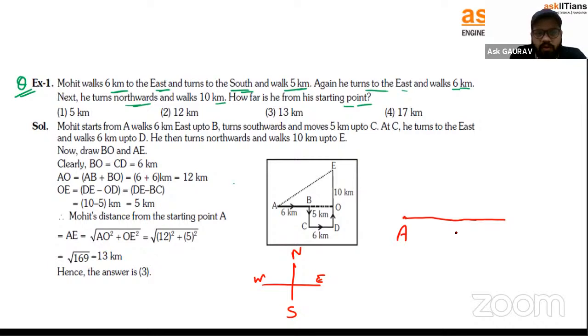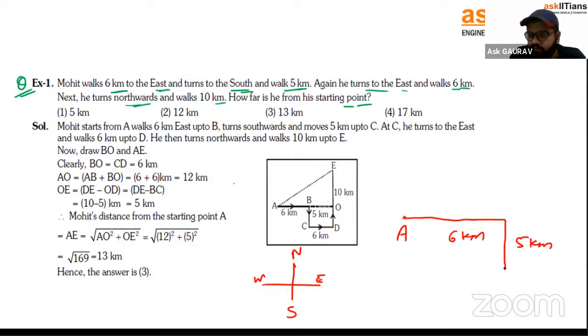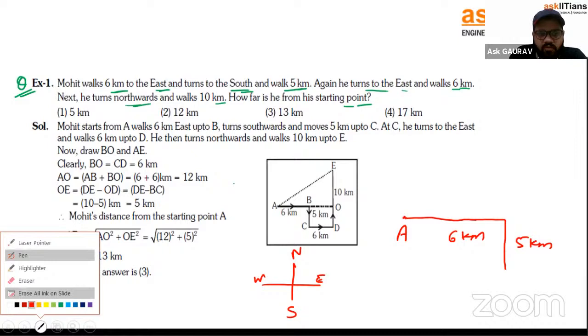He walks 6 kilometers to the east and turns to the south. Then he turns to the south and walks 5 kilometers, right? Again, he turns to the east.